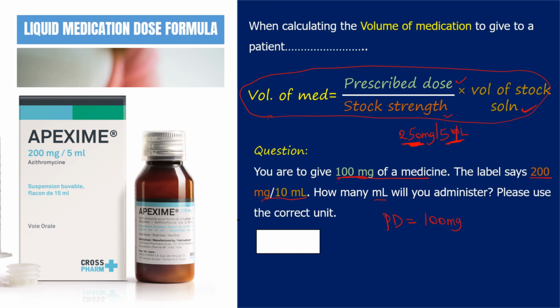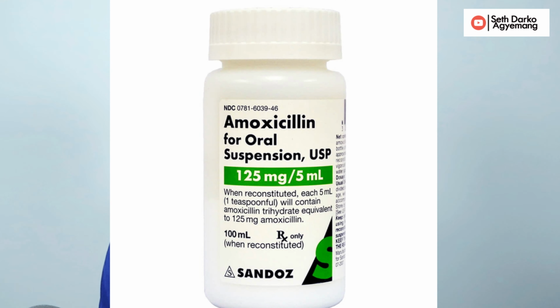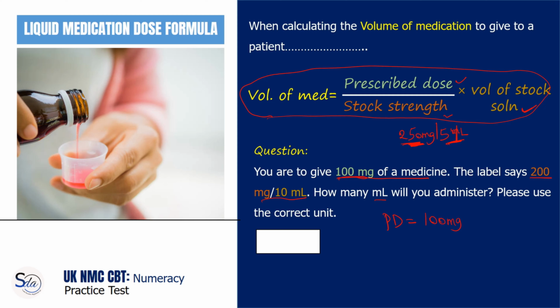And then the next thing we want to look at is the stock strength. So normally when you look on the bottle, as I explained, you see the stock strength. In the CBT, most times if you have a picture of that medication, you have to pick the stock strength from the bottle. But here this is in the question, so that is something to take into consideration. So normally the stock strength is attached to the volume of the medication. So as you can see on here, 200 milligram per 10 ml. So the stock strength here is 200 mg, and then the volume of the stock solution is 10 ml.